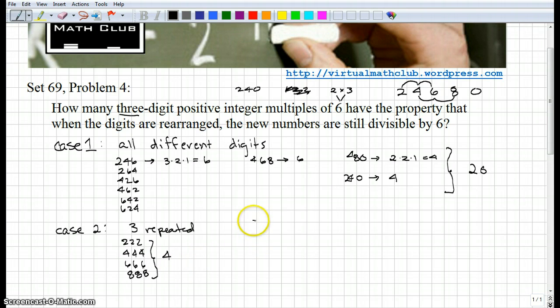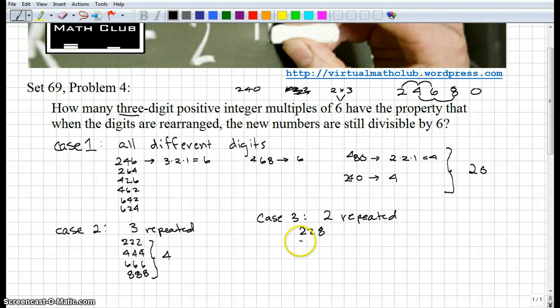So let's look at another case, case 3. I'm going to take the case where you have 2 repeated digits, and the other one is different. Okay, so you have 2 repeated digits. That would be something like 2, 2, 8. All right, so 2 and 2 and 8 is 12, so that's got to be divisible by 3, and it's even, so it's also divisible by 6.